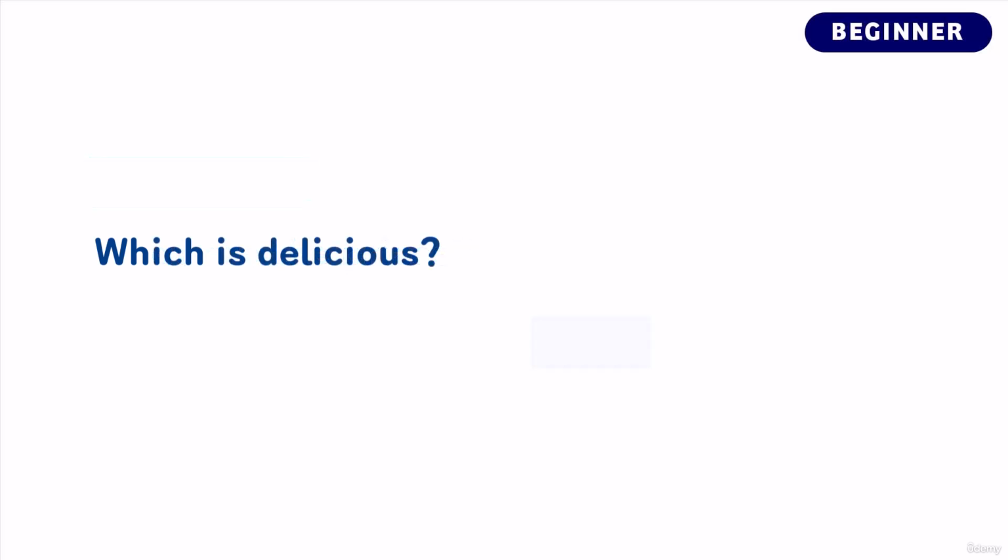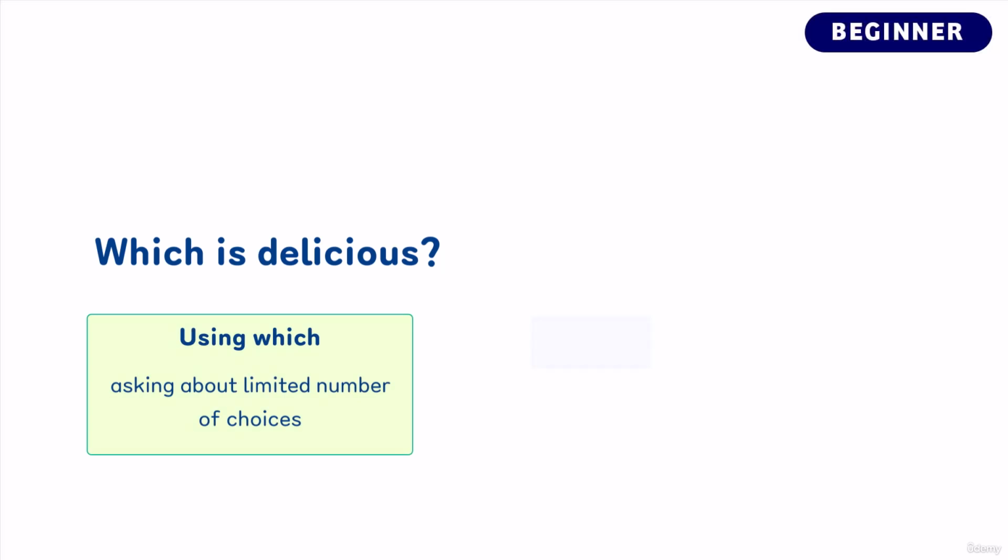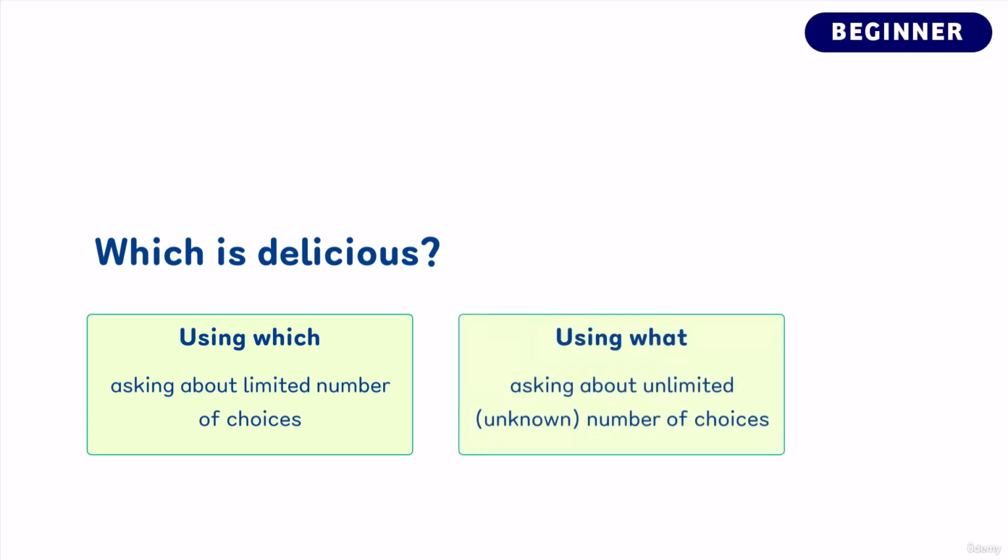Let's now take a look at how we use which. Which is delicious? When we use which, we are asking about a set number of choices. So if there are 3 cakes in front of me, then I can use which and ask which of the 3 cakes is delicious. Now, if there are no cakes in front of me and I'm asking about an unlimited number of choices, then I can use what.